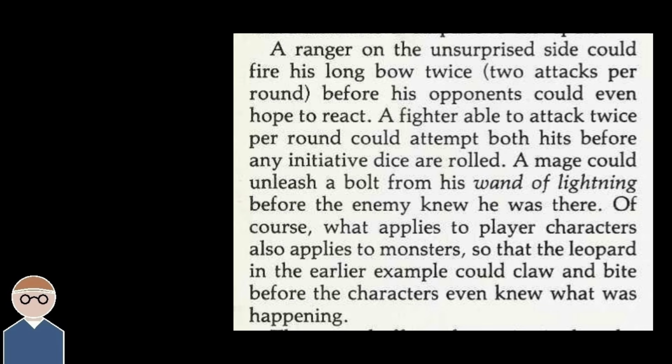The next part of the text gives an example of what a party can do if they surprise another group. A ranger on the unsurprised side could fire his longbow twice, 2 attacks per round, before his opponents could even hope to react. A fighter, able to attack twice per round, could attempt both hits before any initiative dice are rolled. A mage could unleash a bolt from his wand of lightning before the enemy knew he was there. It goes on after this to tell us that this also applies to monsters when they surprise the player characters.